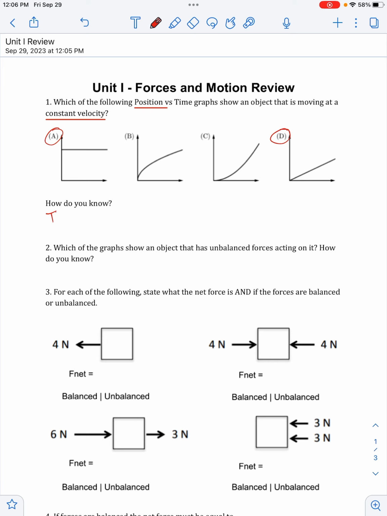So velocity is constant when the slope is constant, or it's a straight line.